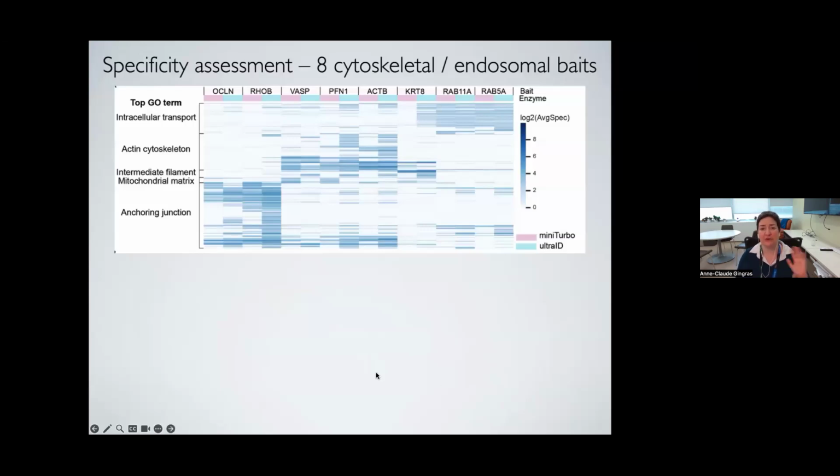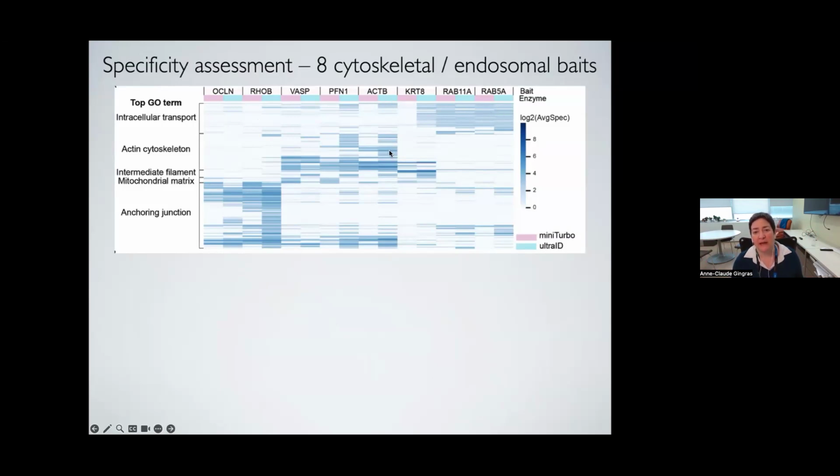And I'm just going to show you one figure. This one is actually from a HeLa cell study that Kozar Vafai has been doing in the lab. And so what you see in this is all pairs of 8 different baits that Kozar has tagged with either Mini Turbo or Ultra ID. And what you can appreciate, first of all, is that by and large, the baits cluster with one another, right? So it's not like the proximal interactome that you get in both of them is very, very different.